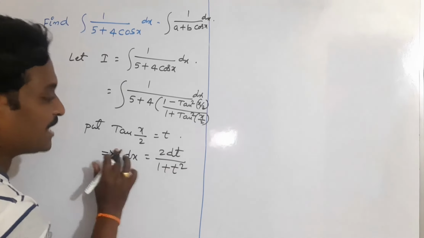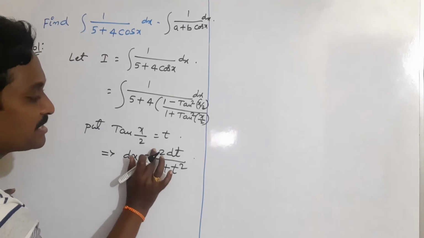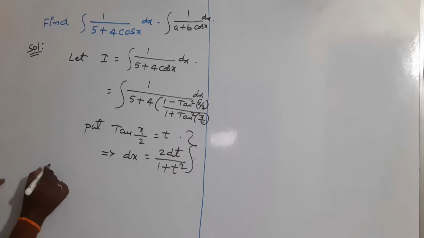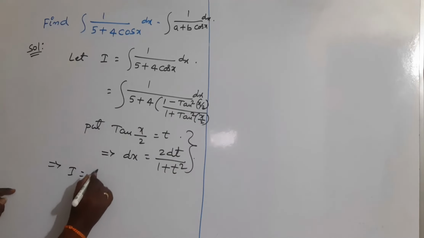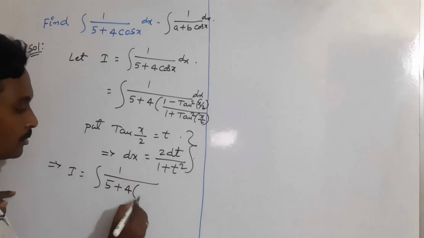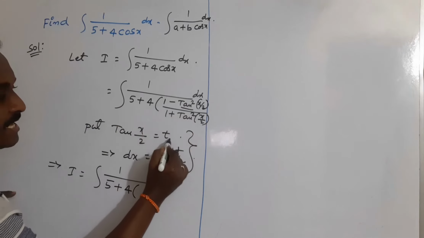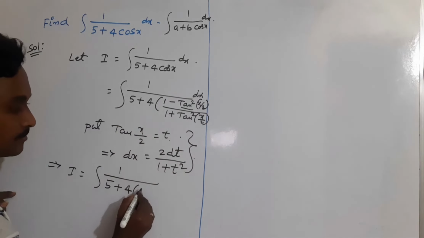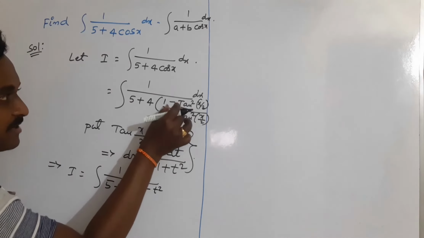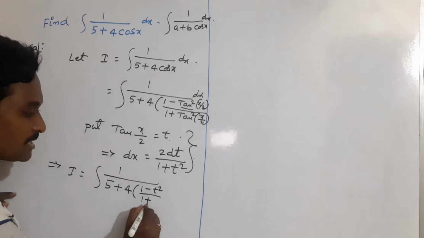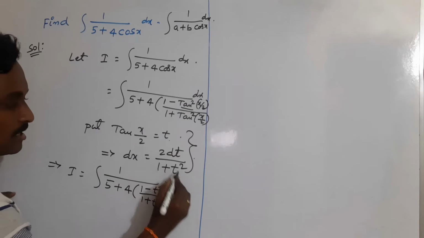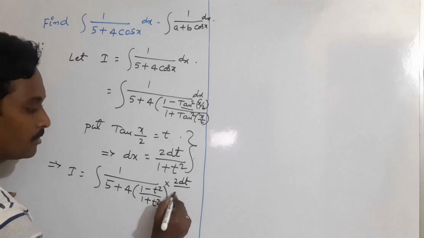It is not necessary to write the proof here. Directly you can take dx is equal to 2 dt by 1 plus t square. So with this, the above step becomes I is equal to integration of 1 by 5 plus 4 into, here we are taking tan x by 2 is equal to t, so you will get 1 minus t square by 1 plus t square whole into, what is dx? Here dx is 2 dt by 1 plus t square.